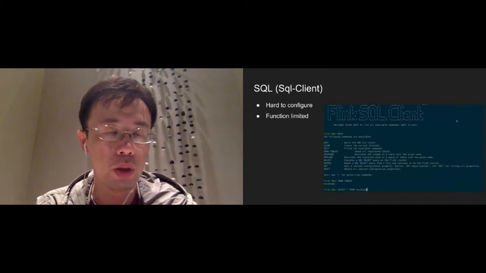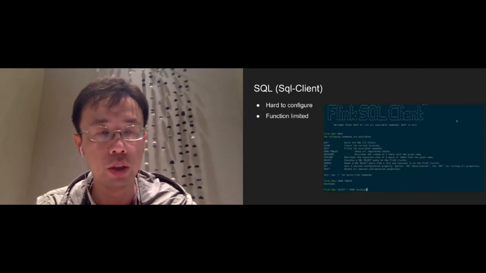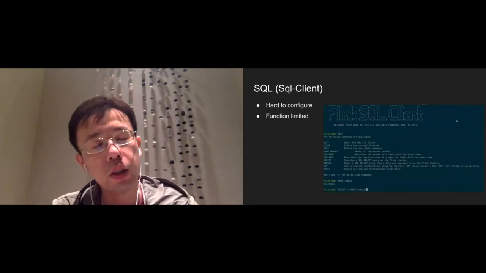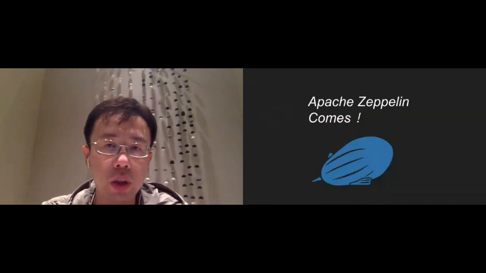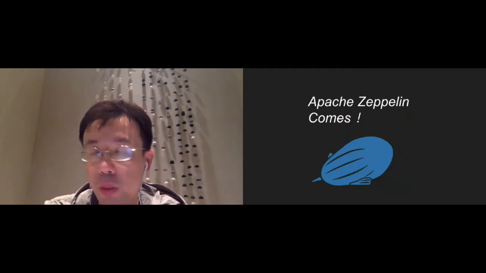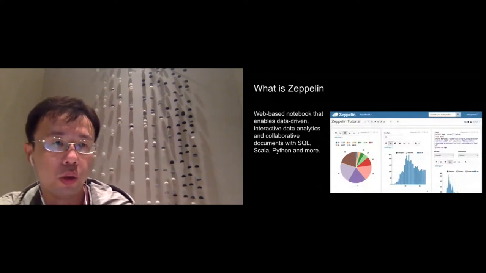For example, the most important thing, visualization. The SQL client cannot do data visualization. You cannot see charts. So that means the function is not enough for data analysts, right? That's the reason I'd like to introduce Apache Zeppelin. Next I will talk about what Apache Zeppelin is and how Zeppelin can help us do real-time data analysis.